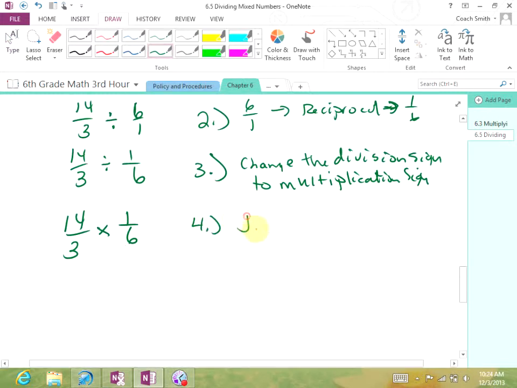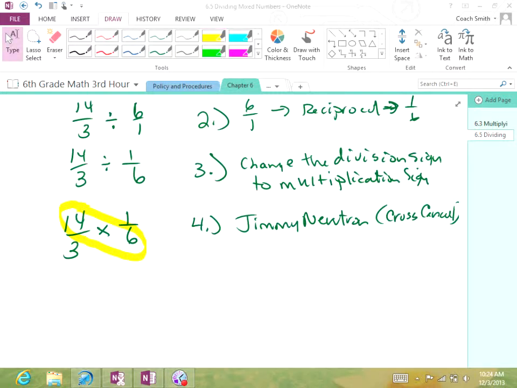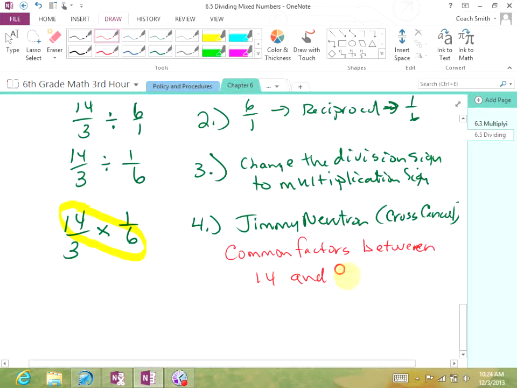Step 4 is Jimmy Neutron, or cross cancel. Okay, now, as I look at this, is there any common factors between 14 and 6? Yes, it is 2. So 14 divided by 2 equals what? 7. So I'm going to mark the 14 out and put a 7. 6 divided by 2 is equal to 3. So I'm going to mark the 6 out and put a 3.